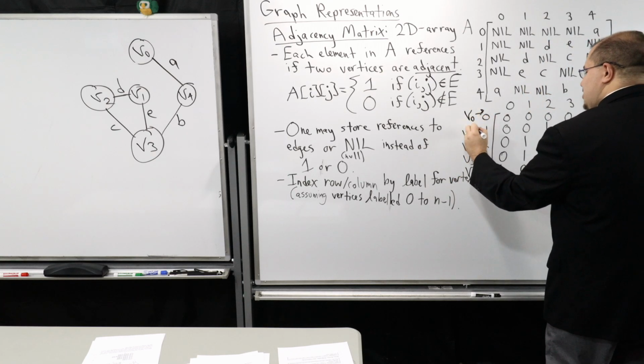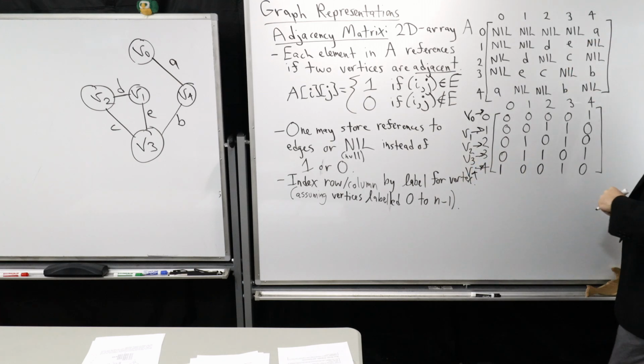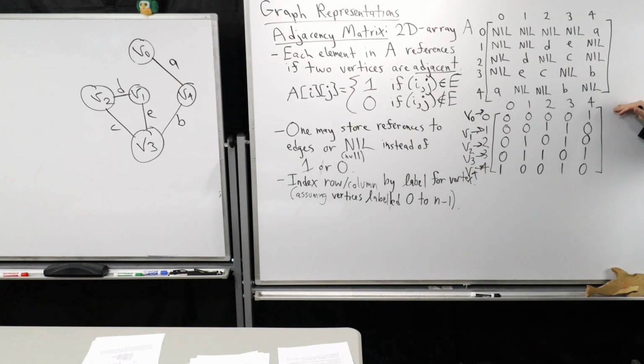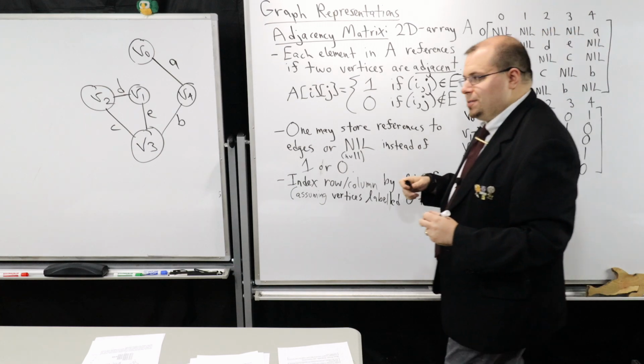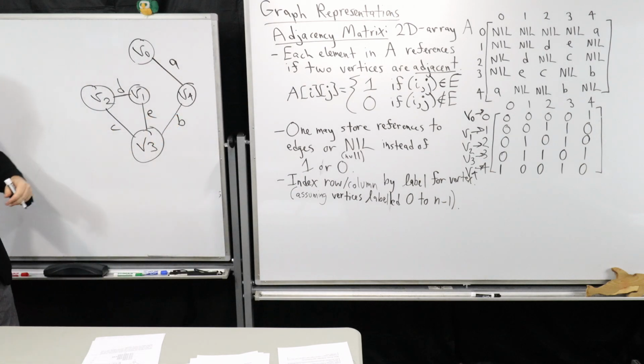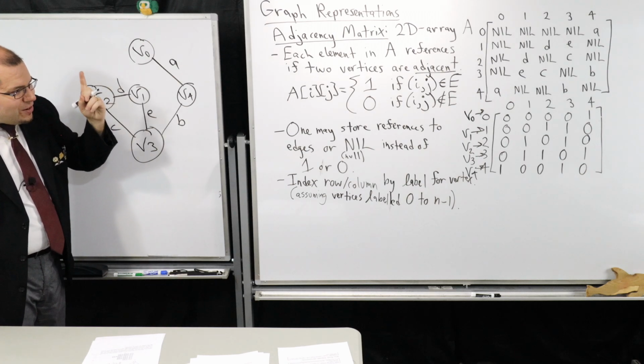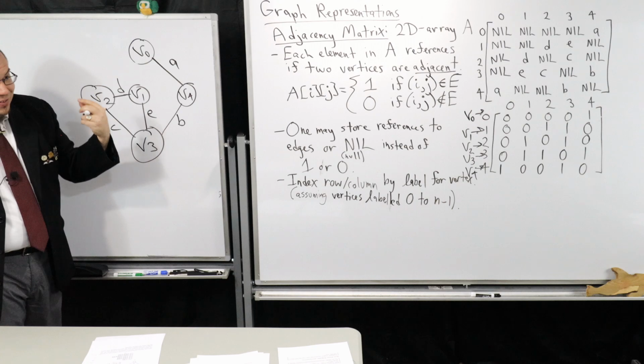I'm just using the subscripts, if you're curious. So if I look at the row for V0, you'll notice that the only entry with a 1 in it is the one that lies in the column for vertex 4. You look at where the two meet in the matrix, and you say, oh, look, it's 1, which means there's an edge that takes me from V0 to V4 and vice versa.